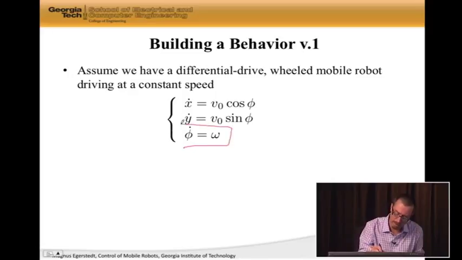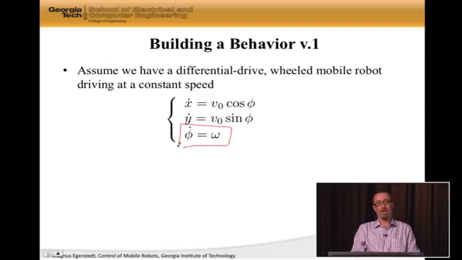So this is the equation governing how the input, omega, affects the state that we're interested in in this case, phi, which is the heading of the robot. So phi dot is equal to omega.